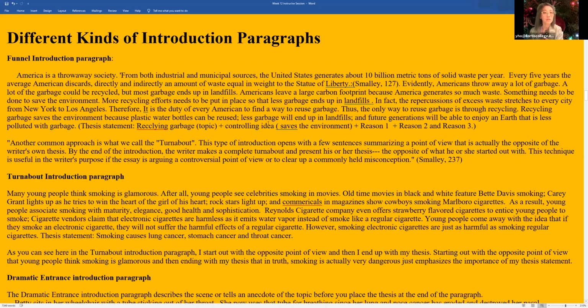Okay, and then when you use your three different reasons, and you have sentences, then you use semicolons to separate your sentences, because a semicolon means and. So less garbage will end up in landfills; and future generations will be able to enjoy an earth that is less polluted with garbage. So this becomes your thesis statement. And so recycling garbage, should it have two C's? Oh, it does. Okay. Recycling garbage, that's the topic, controlling idea, and then you have your three reasons.